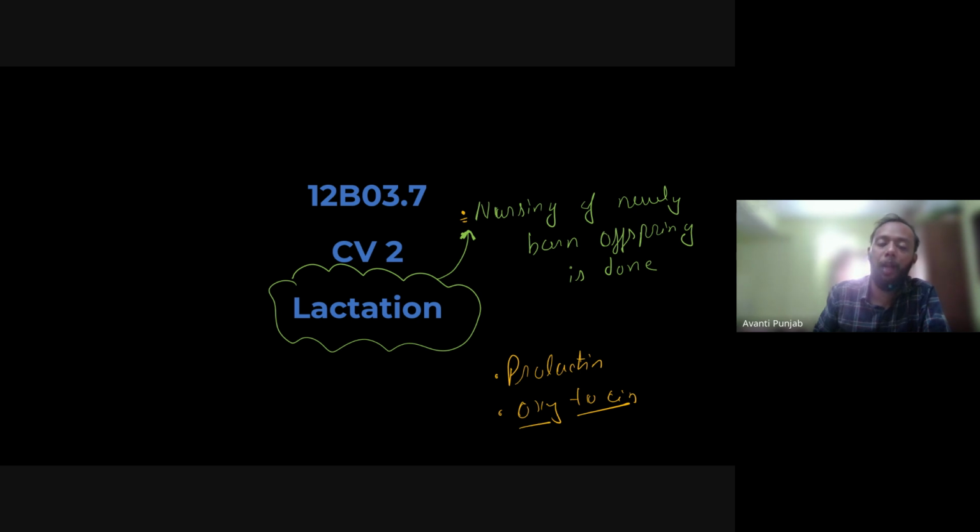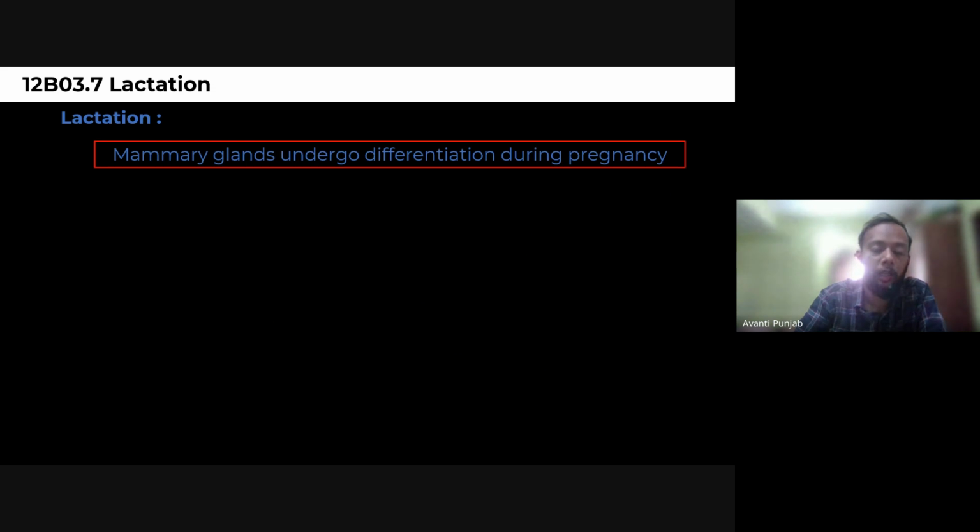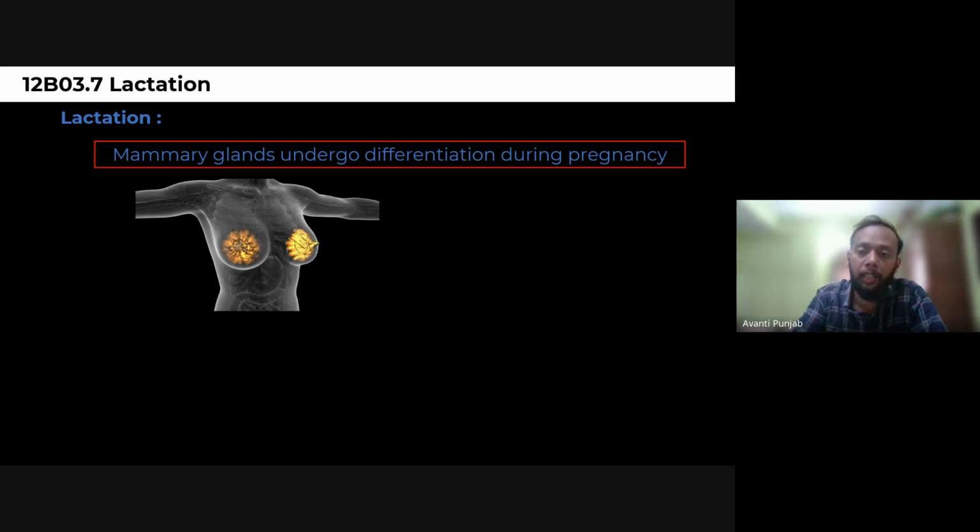Initially, the milk formed inside the mammary gland is called colostrum, and colostrum is known to have a high amount of antibodies. So colostrum भी हम आगे देखेंगे that the colostrum will have a high amount of antibodies which are essential for the baby. So mammary glands undergo differentiation during the pregnancy. ये हम जानते हैं कि वो develop कर चुके होते हैं during the pregnancy with the help of human placental lactogen. इनकी मदद से these mammary glands have developed.